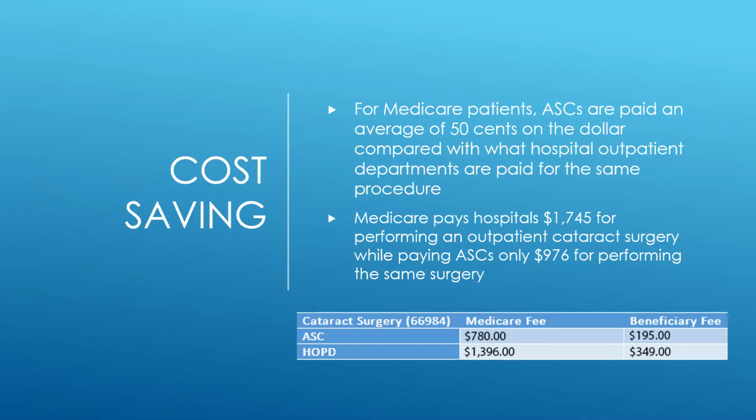How does an ambulatory surgery center make money when it's getting paid half of what a hospital does? It's because it's a specialized environment that focuses usually, in some cases, only on doing cataract surgeries. So they're able to reduce their costs that way.